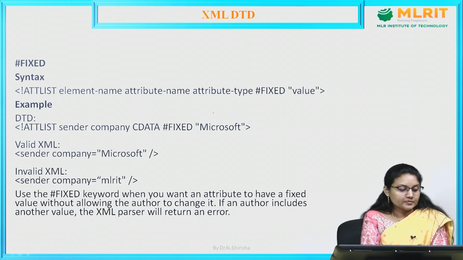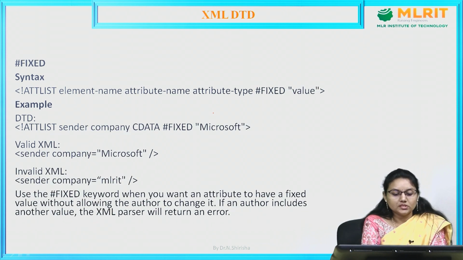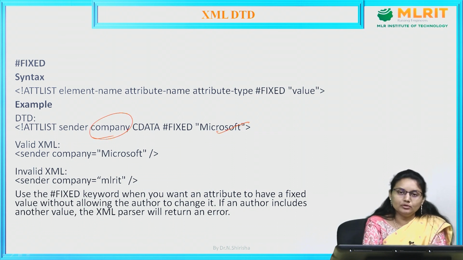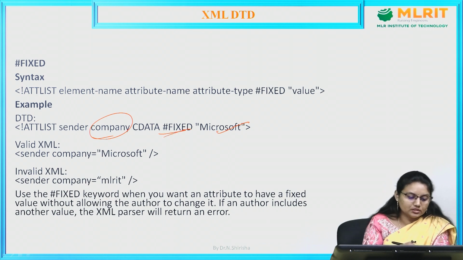Fixed. Attribute list, sender, company, C data, fixed value. So what type of company? Microsoft is fixed. The value is not changed. It should not be changed. So that's why you are giving it as a fixed value. Okay.